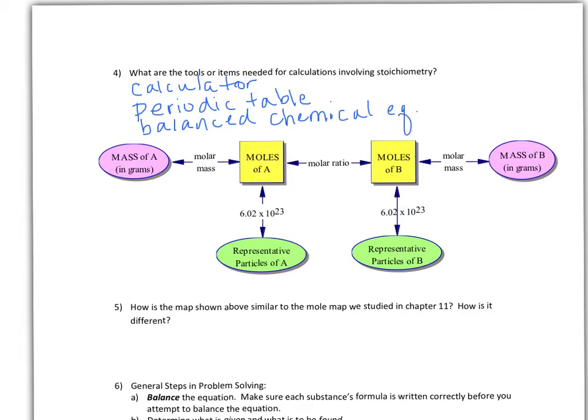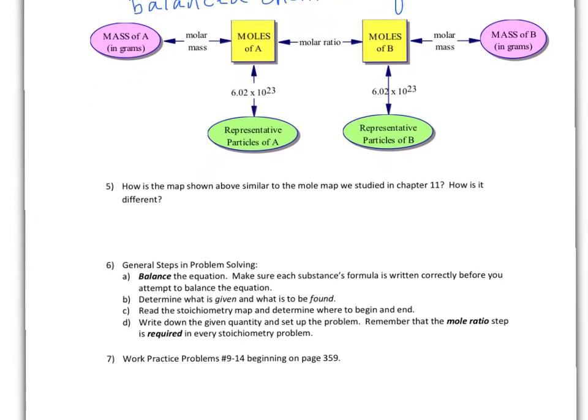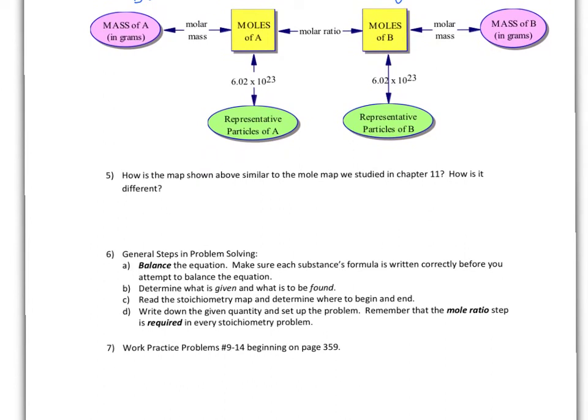All right, next we have a mole map. And it should look familiar to you. It's very similar to the one that we did earlier in class. It says, how is the map shown above similar to the mole map that we studied in the last chapter? I don't think it was chapter 11. I think it was chapter 10, but that's okay. But anyway, how is this similar to the map we had previously looked at?